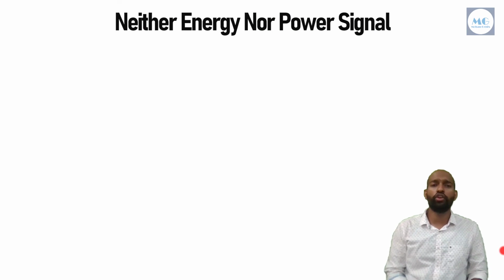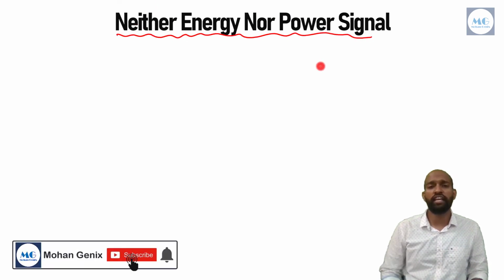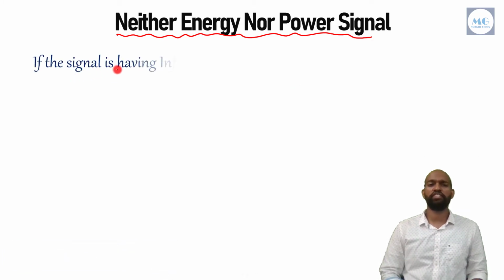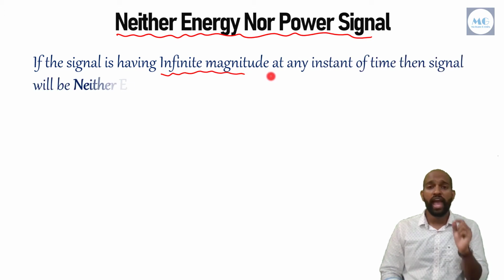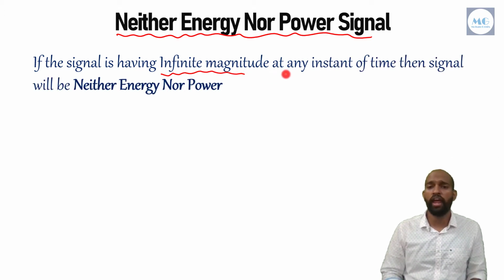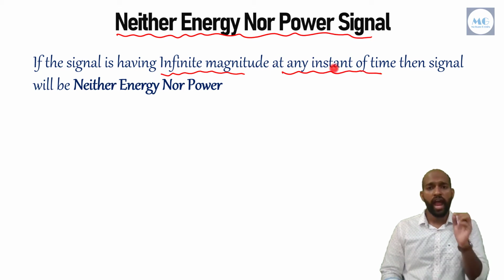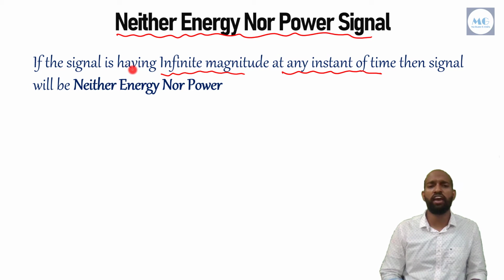Neither energy nor power signal. Which is neither energy nor power signal? If the signal has infinite magnitude at any instant of time, that is at any particular time, then it is called a neither energy nor power signal.